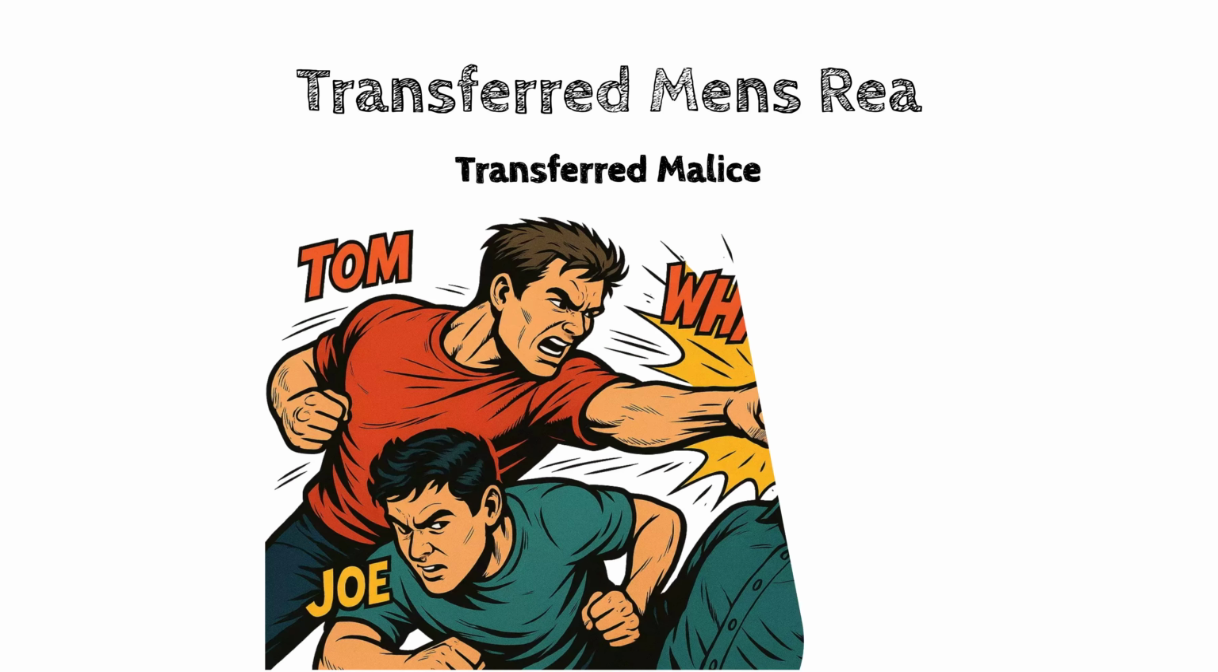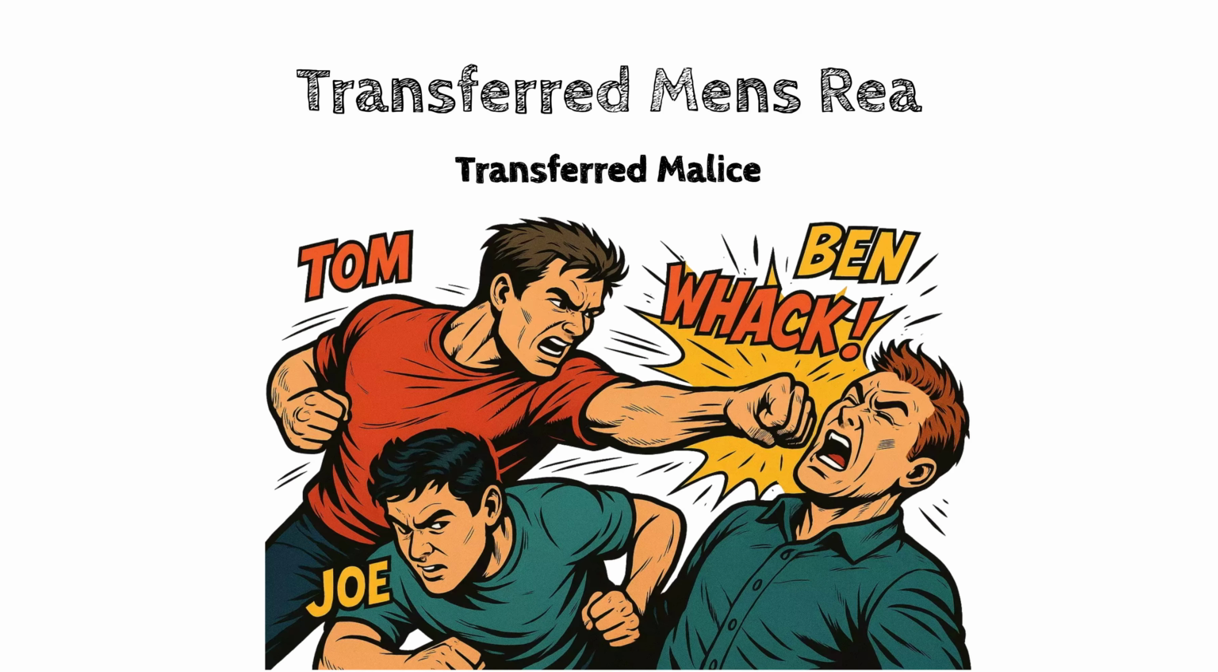Now that we know the different types of mens rea, let's look at transferred mens rea. Wrong target, same guilt. What if you try to hit one person but hit someone else by mistake? That's called transferred mens rea or transferred malice. The law says the intent goes with the action. Example, Tom aims to hit Joe, but punches Ben by mistake. His intent transfers, he's still guilty of assault.